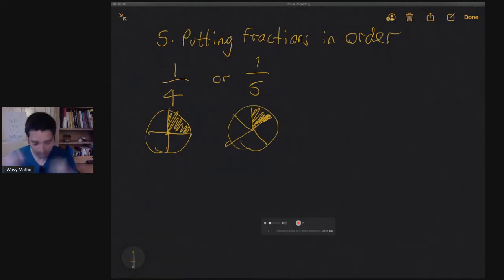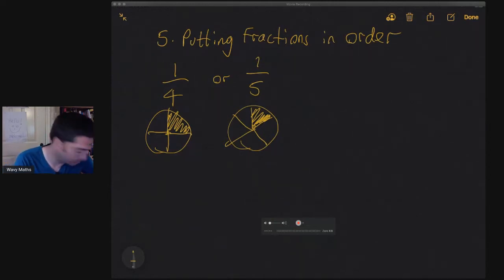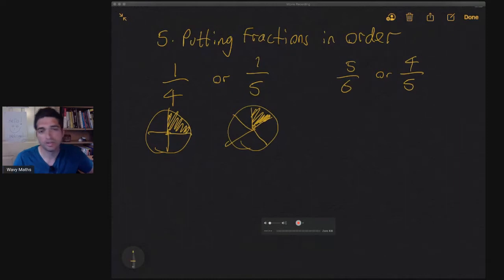So the first thing is a question like that. You need to be able to think about it. So think about cake. What would you rather eat? You know, if it was a nice cake, would you rather have a quarter or a fifth? Always think of it like that. But there's another harder example, which would be 5/6 or 4/5. Okay, so which one is better this time?